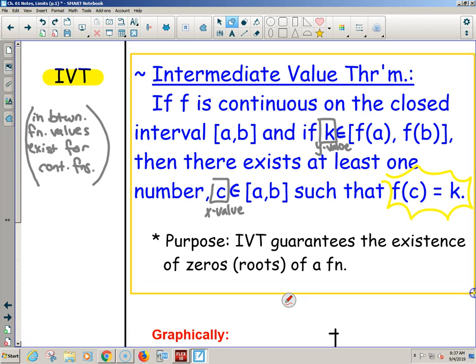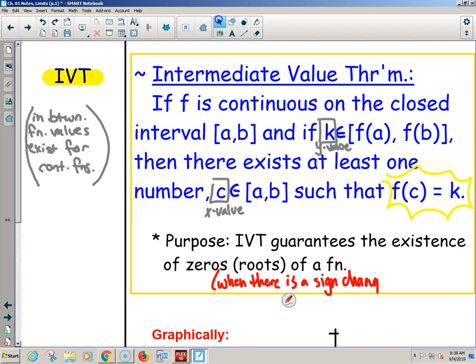We're going to include that little final note, because IVT, the intermediate value theorem, guarantees the existence of zeros or roots of a function. And we're going to put a little note: when there is a sign change of a continuous function. If you have a continuous function where there's a sign change, a positive to a negative or a negative to a positive, then we have a guaranteed zero in between, which is kind of a big deal.